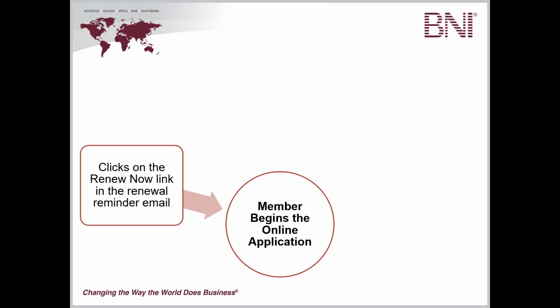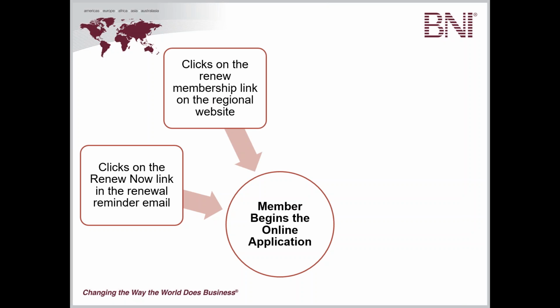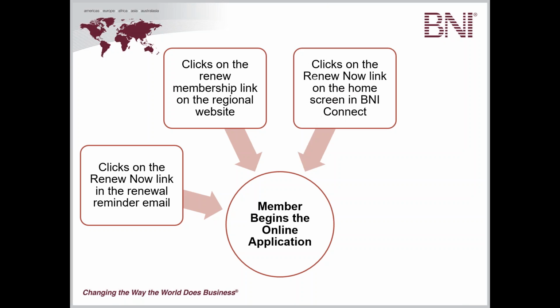The first of which is they will get a reminder by default 60 days before their membership is up for renewal. They get an email that says, hey, you're due in 60 days. Would you like to start that process of renewal now? Please click this link. That will take them to the renewal application. The second way is that on your regional website, executive directors, you may put a link up there that says Renew Now. If they click that link, they have to log into BNI Connect, and then it will bring them directly to the application process.